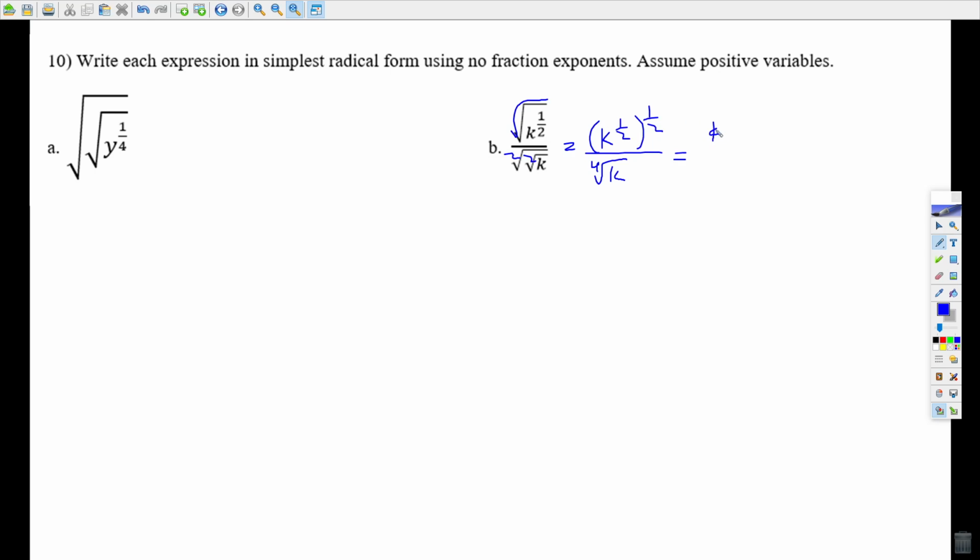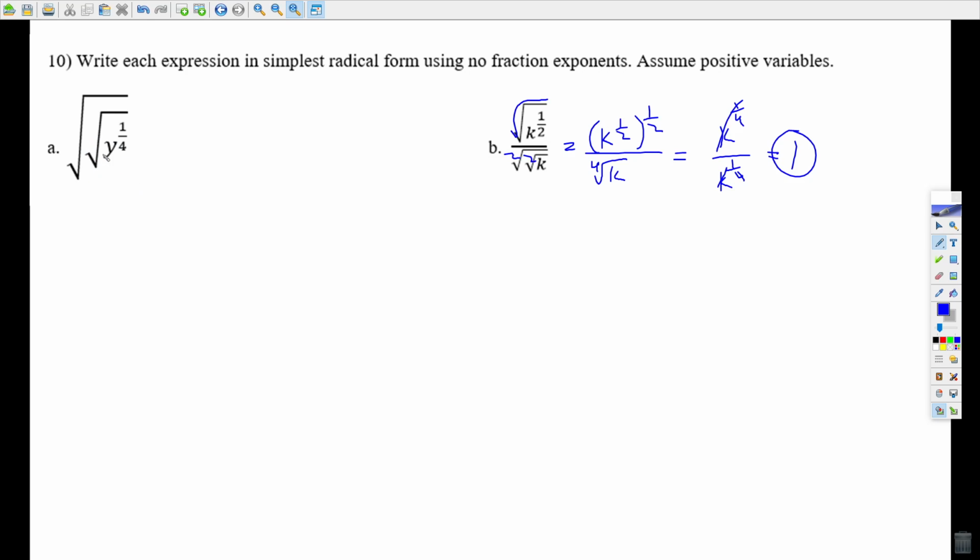Here you have k to the 1/2 times 1/2, which would be k to the 1/4, going across the top and bottom. And the bottom, change that to also k to the 1/4. Interesting. So these are actually the exact same thing. Okay. So you would have k to the 1/4 over k to the 1/4. They would actually cross each other out, and you get the answer of 1.